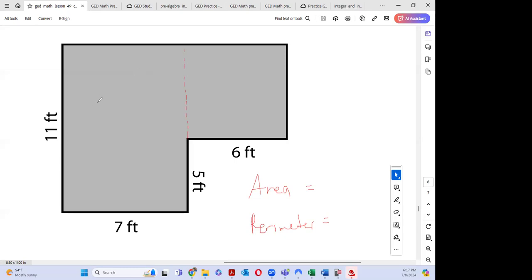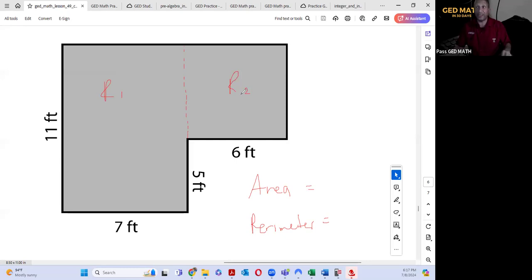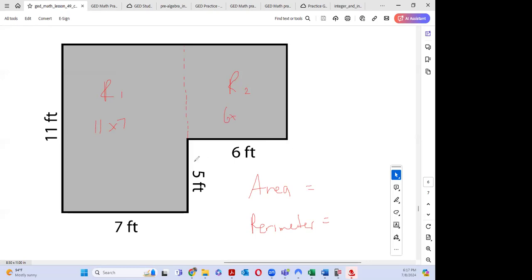Yes, it's two things. So this is rectangle 1. This is rectangle 2. Does everybody see that? My rectangle 1 is 11 by 7. Does everybody see that? My second rectangle is 6 by, well, what is this? How do I know it's a square? So it's like every side is the same.